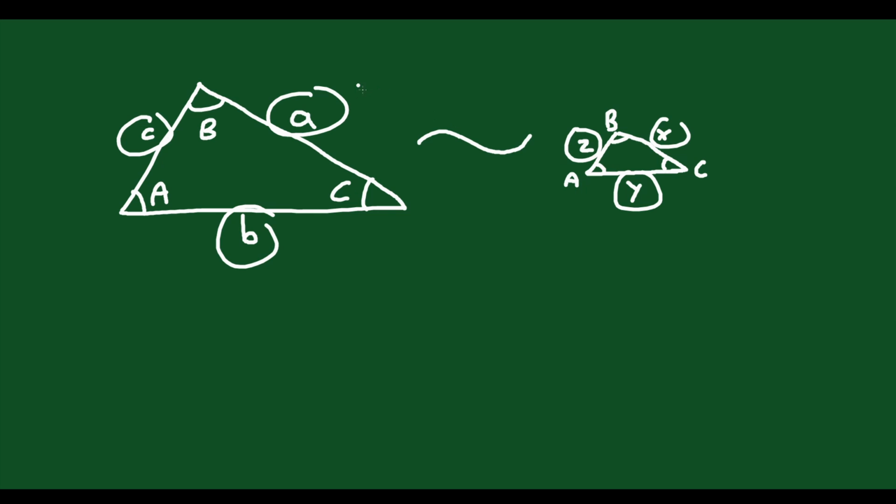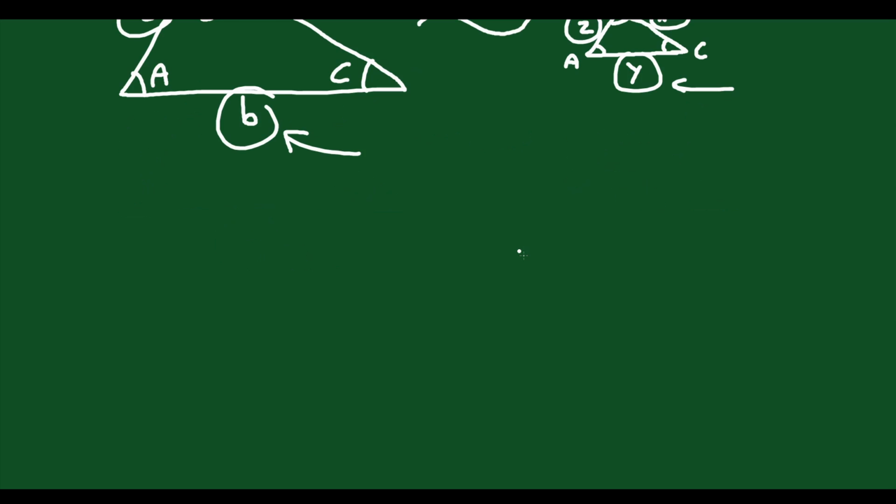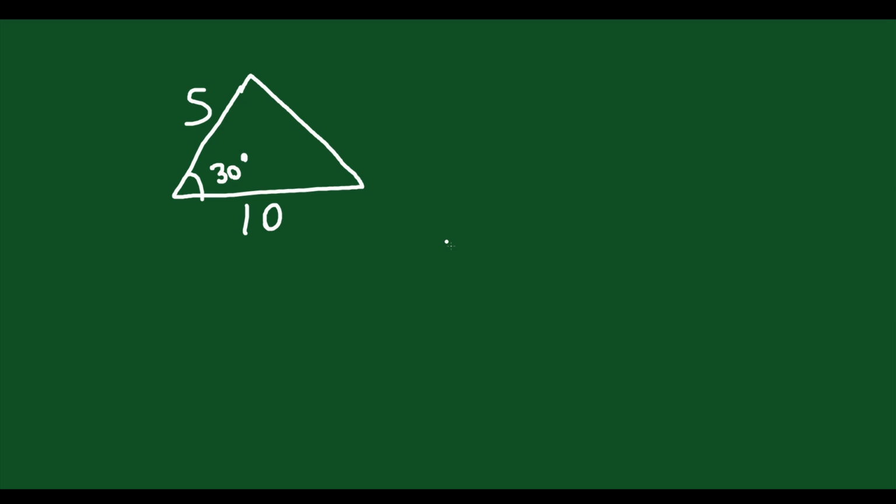You could also say that the relationship between a and b sides is the same as the ratio between x and y, just as an example, right? Because again, these two triangles should be in the same proportions to each other. So let's look at something else here. If you have a triangle that looks like this, and we'll say that this here is 30 degrees, and this length is 5, and this length is 10, and say that's all you know about it, right?